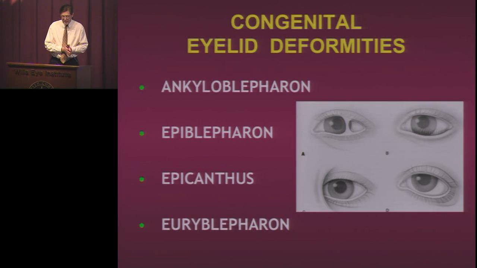Some are rather common. Most of them are pretty uncommon. We're going to talk about this picture, at least I think it still is in your book. It shows some of the four types: the ankyloblepharon right here, epiblepharon, epicanthus, and euryblepharon.